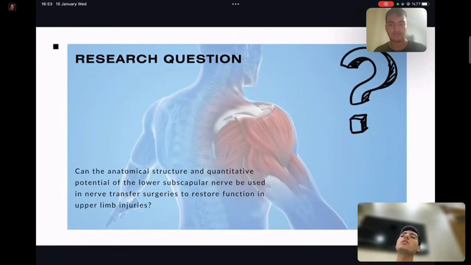And let's switch to the research question. Our question is that, can the anatomical structure and quantitative potential of the lower subscapular nerve be used in nerve transfer surgeries to restore function in upper limb injuries? As you can see from this question, we'll mainly focus on finding the anatomical structure of the lower subscapular nerve, and the feasibility of the lower subscapular nerve in upper limb nerve transfer surgeries. We'll use anatomical measurements and some histological measurements, which my friend Murad will talk about later.